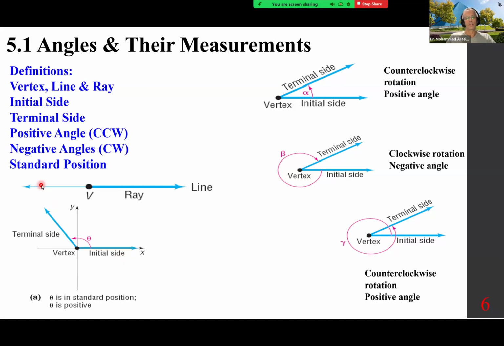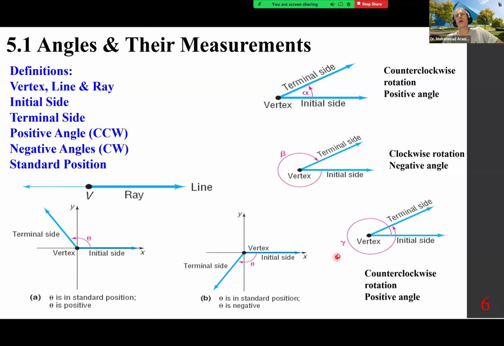Terminal side. This happened to end up in the second quadrant. Quadrant 1, 2, 3, 4. And in this case, again, we have the initial side along the x-axis. However, clockwise, the terminal side is in the third quadrant. Theta is in standard position, but theta is negative because of the rotation. So these are some basic definitions you may remember from trigonometry.